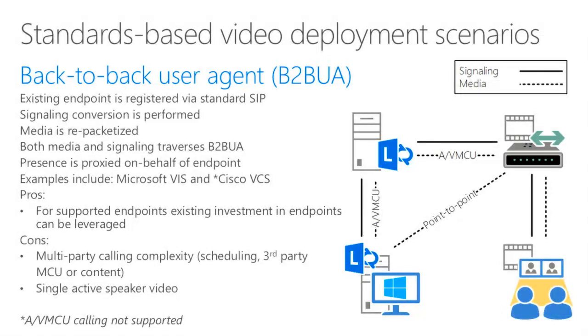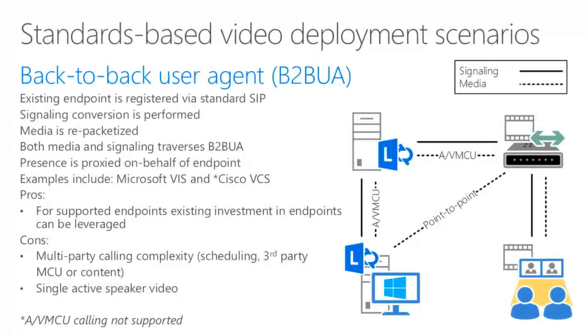The other thing that we need to do is make sure that we have a way to register that endpoint using the signaling that it understands. So there needs to be some translation. Now, that's great if you want to take your existing deployment of endpoints or room systems and you want them to work without replacing them. So that's excellent. The only problem is there's a few other considerations that you need to be aware of.